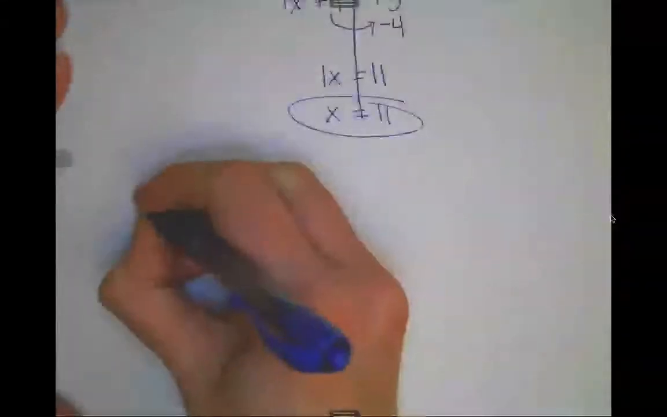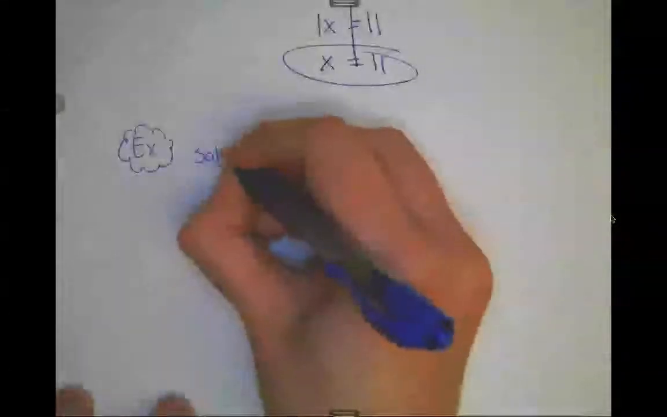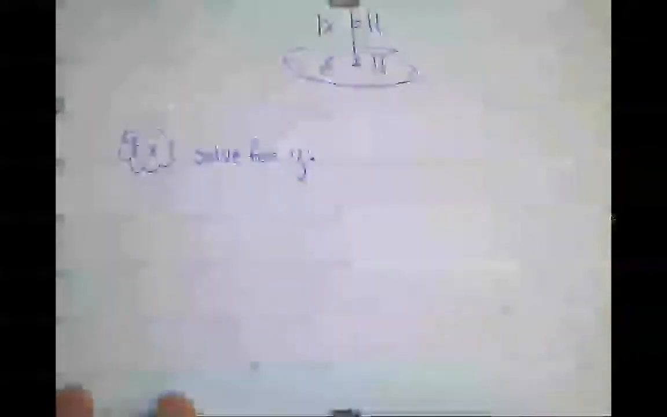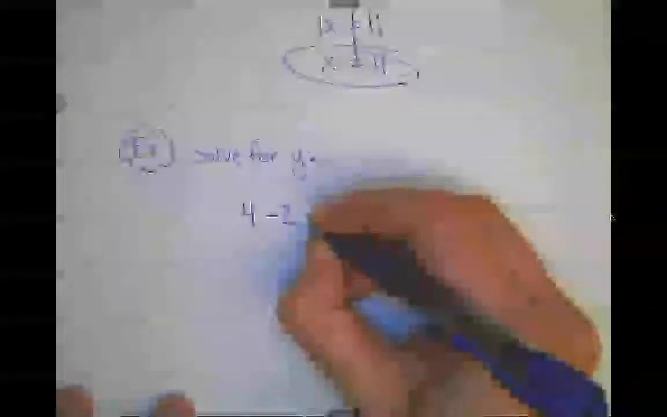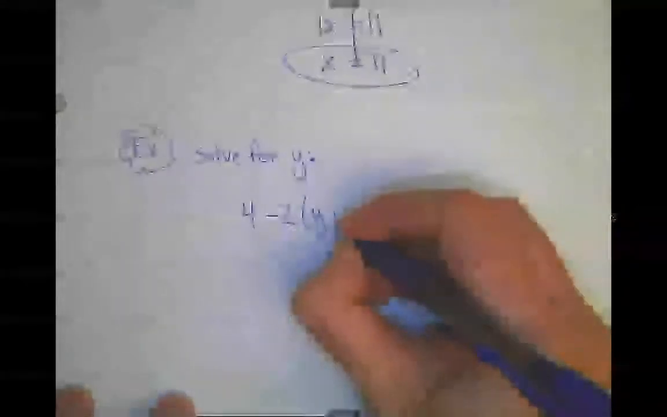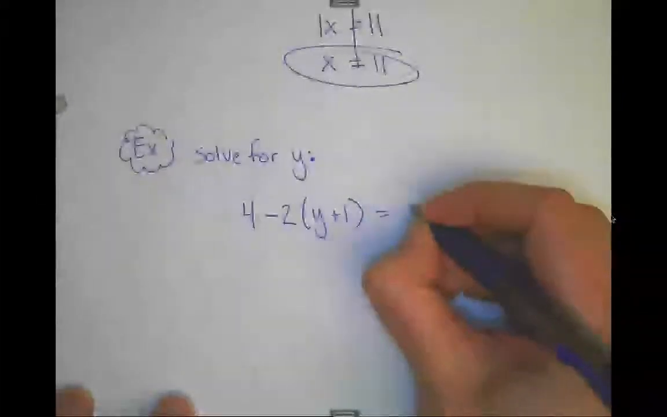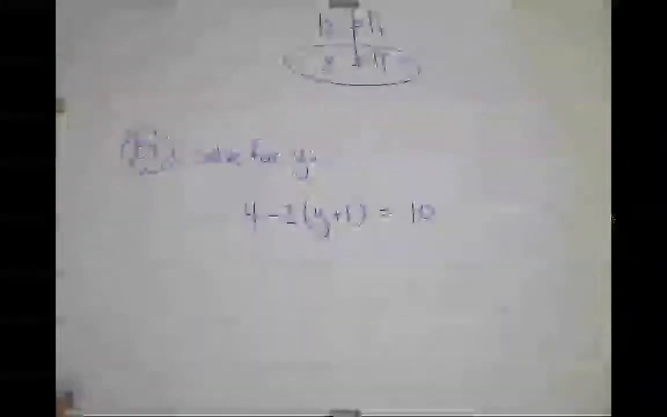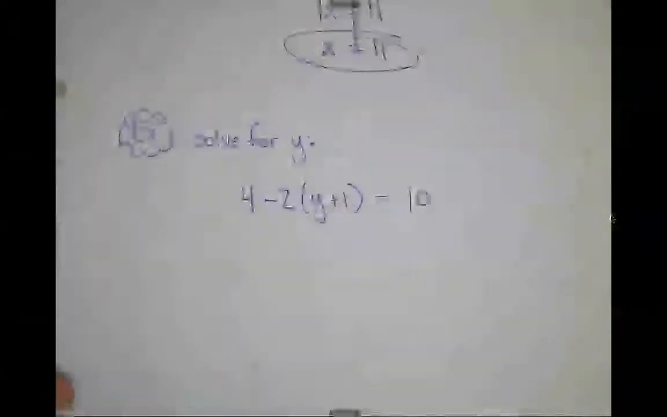Okay, so now you try one. Let's make up another one down here. This time, let's change our directions just for the heck of it. Let's say solve for y. And this time, you get 4 minus 2, parentheses, y plus 1, equals 10. If you feel like going for it, pause the video and try this because it'd be nice to see if you can do it by yourself.